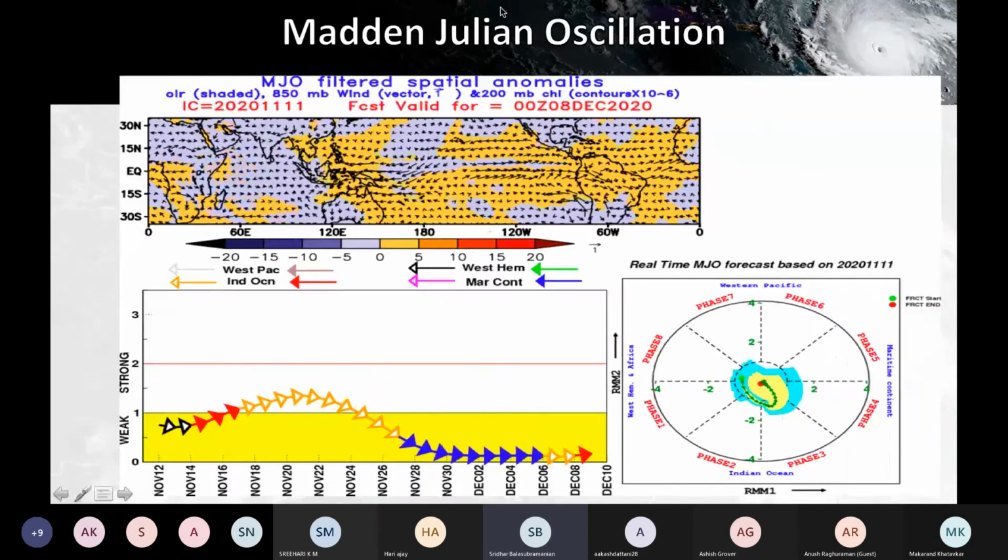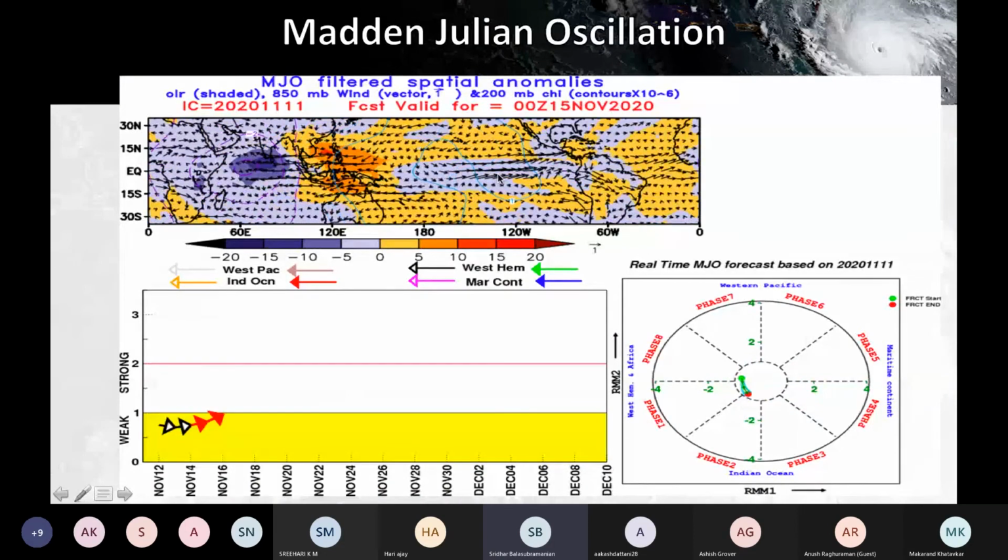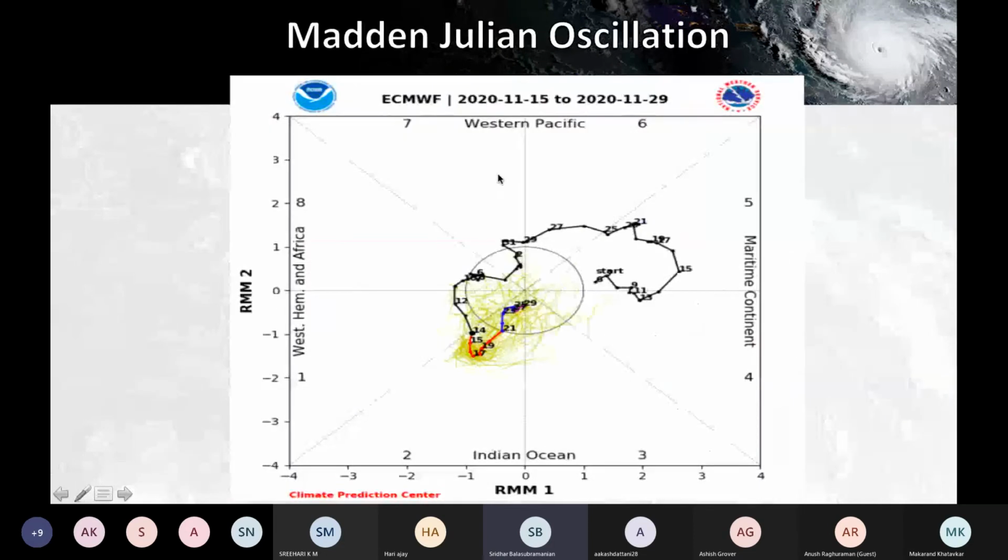So this is the Madden-Julian oscillation plot from IIT Pune. I will show you where to find this in the afternoon period. You can also look at Madden-Julian oscillation plots from other models; the ECMWF model also has a plot. But more or less all the plots will look very similar.